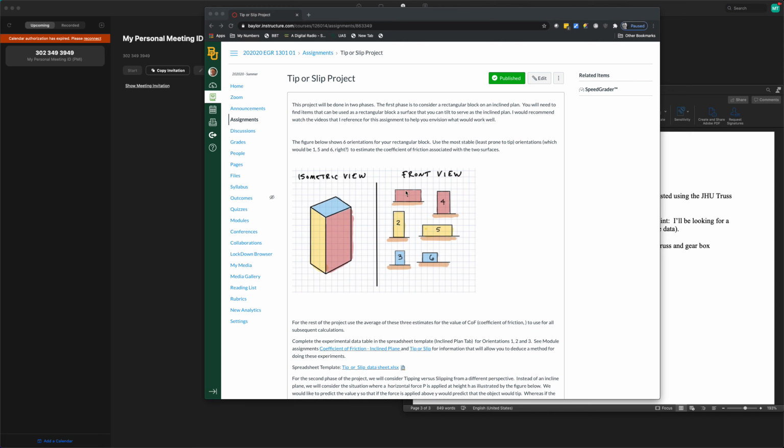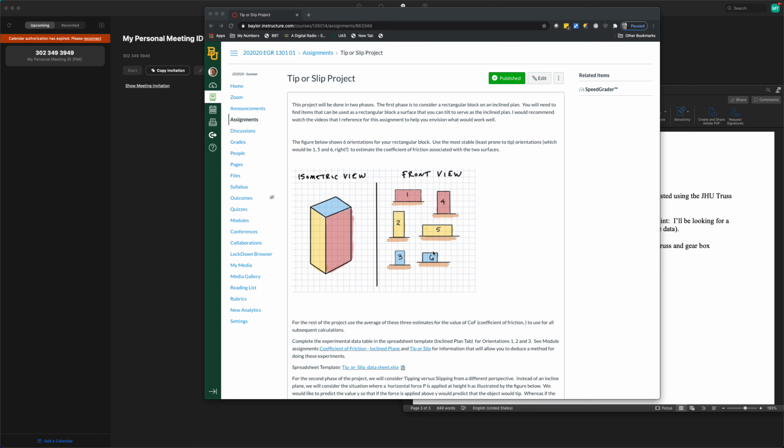All right, so the whole idea here is to take the block, tilt the surface until this thing starts to slip. You can use your phone to measure the angle. You can use a protractor. There's all kinds of ways you can do that. Find that angle and take the tangent of that angle, and you'd get the coefficient of friction. So there's a video that explains how that all works.